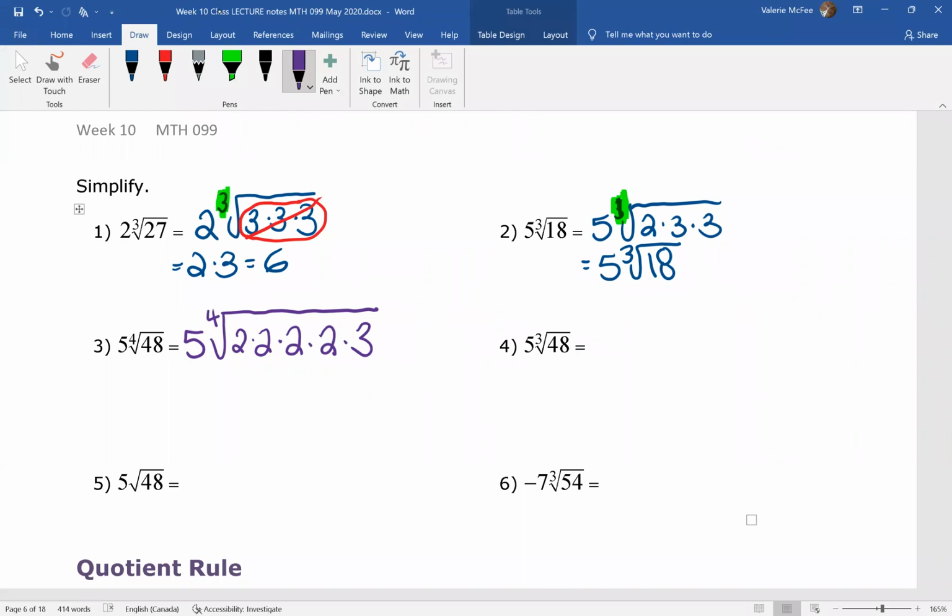In question 3, we have 5 times the 4th root of 48. So we're looking for 4 factors that are the same. We have 4 factors that are the same. They can be taken out. So this is 5 times 2 times the 4th root of 3, or 10 times the 4th root of 3. Are you finished questions 4 and 5?